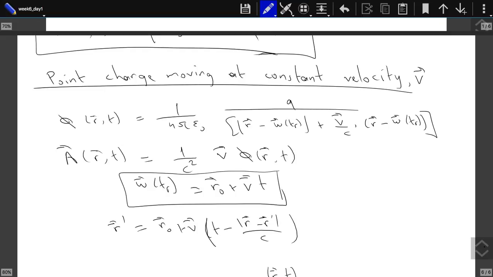So we are trying to specialize to the case that the velocity is just a constant. It doesn't change in time. But of course, if we want to use these expressions over here, we have to determine what tr is. For a given t and r value, what is tr? What is the position of my particle at the time tr?